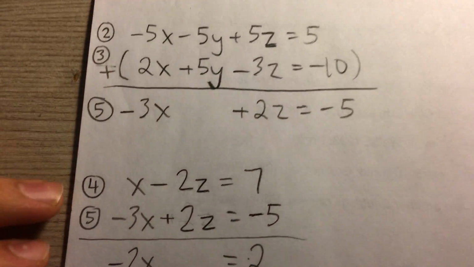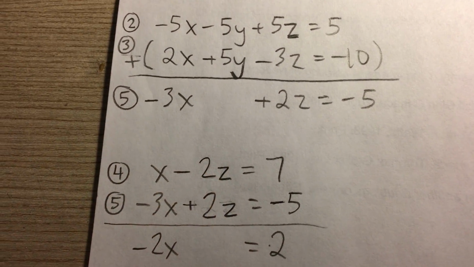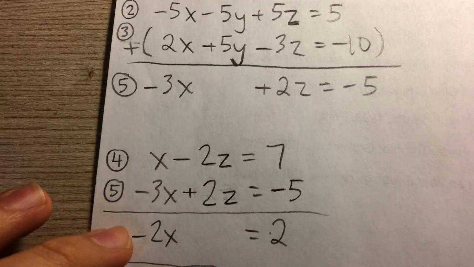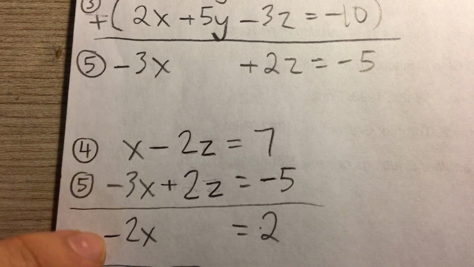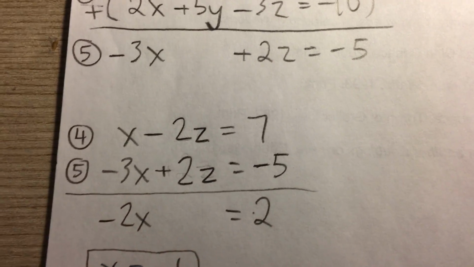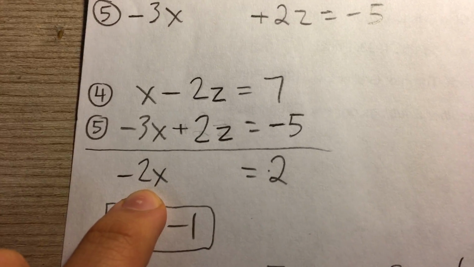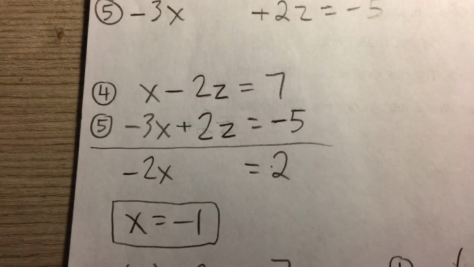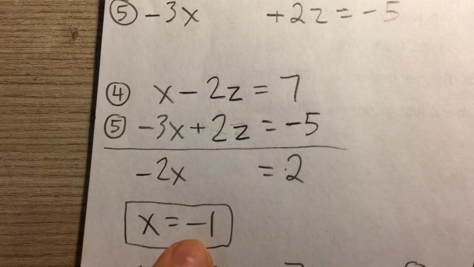Now we have equation 4 and 5. And notice they actually have z and negative 2z, so we can just add them together and eliminate the z variable. And now all we're left with, if you do that, we're going to get negative 2x equal to 2. And you can see that's a pretty simple equation. We can just solve for x, divide both sides by negative 2, and see that x is negative 1.